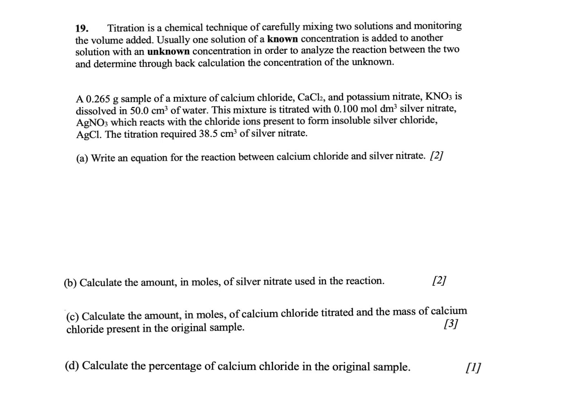So the question here says that there's a 0.26 gram sample that is a mixture of calcium chloride and potassium nitrate. So basically what it's saying is, and I'm going to highlight this whole part, we have this mixture of ionic solids.